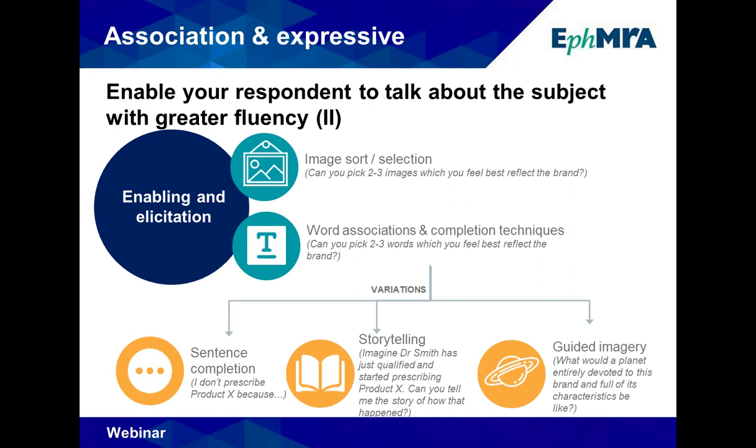The third variation here is the guided imagery. These need to be carefully set up. The respondents are asked to close their eyes while the moderator guides them on an imaginary journey through space, from leaving Earth in their space capsule all the way to returning again at the end of the expedition. They are asked to think deeply about the experiences and emotions associated with visits to planet brand X.